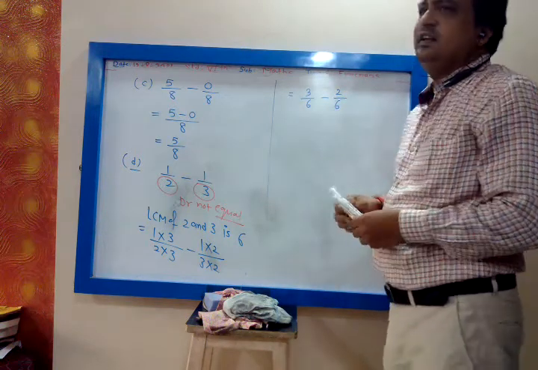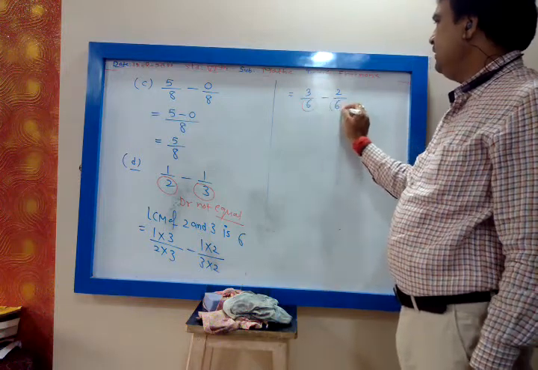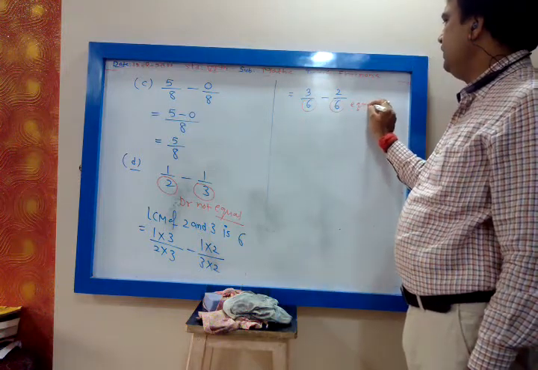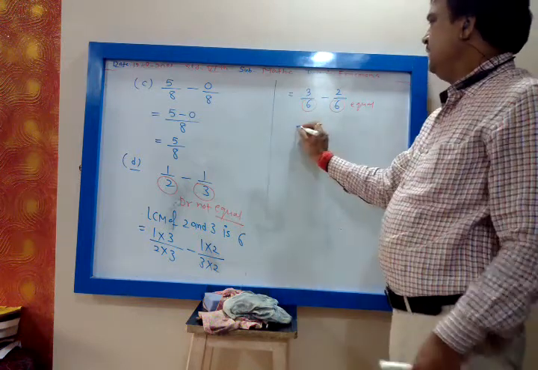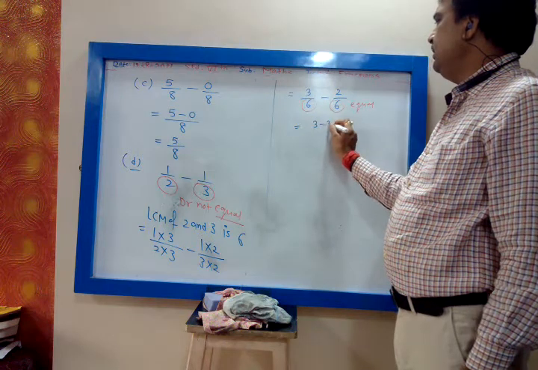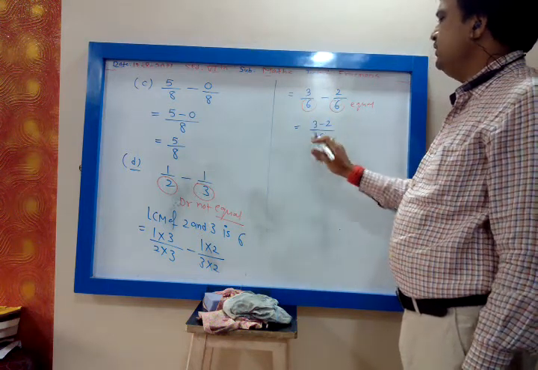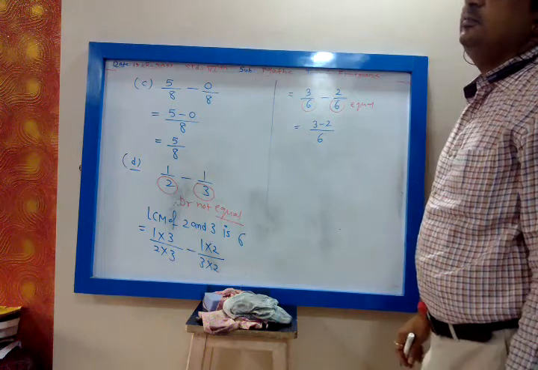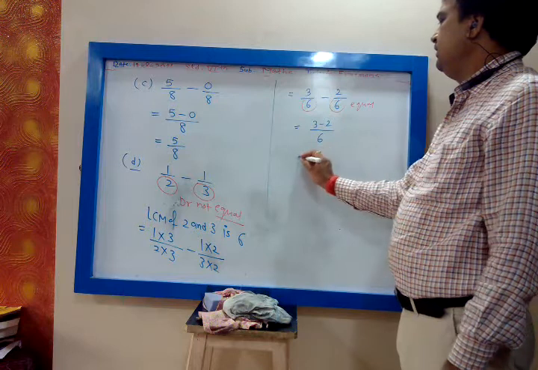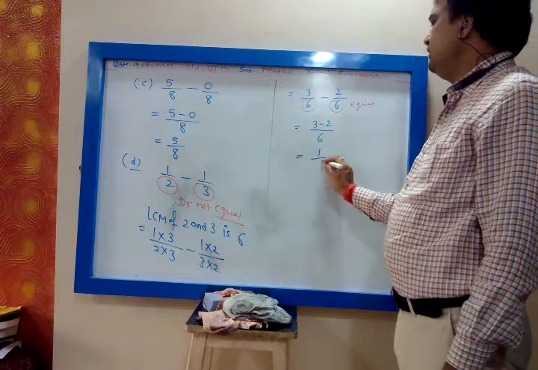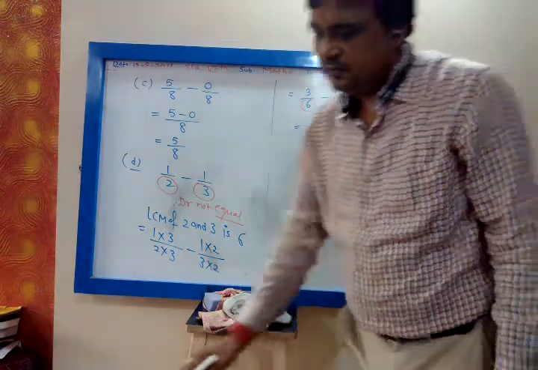Now denominators are equal. Denominator is 6, denominator is 6. So when denominators are equal, you can simplify the numerator. That is 3 minus 2 upon 6. Now plus and minus are opposite signs. For opposite signs you have to subtract and take the sign of the bigger number. 3 minus 2 is 1. Which number is bigger? 3. What is the sign of that? Plus. 1/6 is the answer.